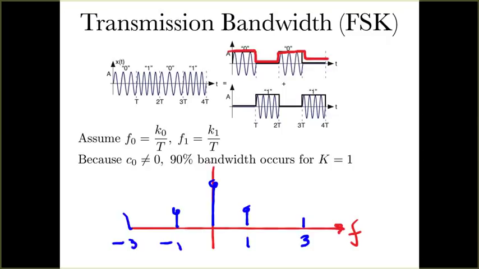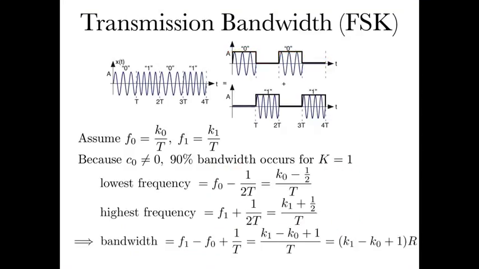So now what's the bandwidth? Well, since there's a non-zero component at the origin, the 90% bandwidth is now this. It turns out it occurs for, we just have to go to the first harmonic.